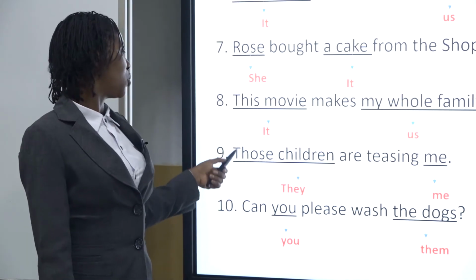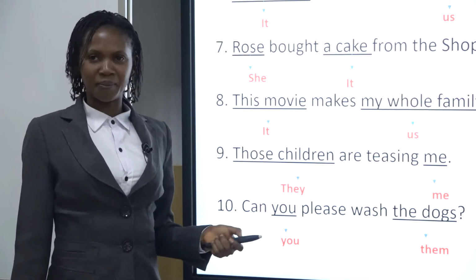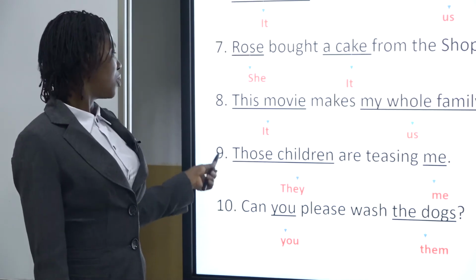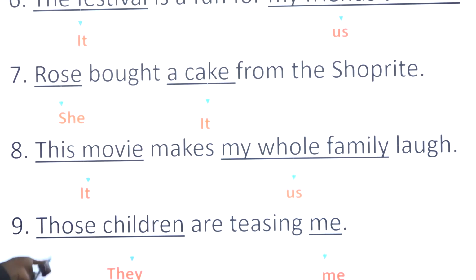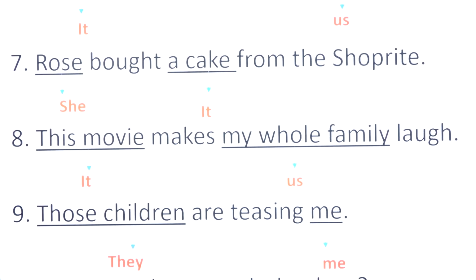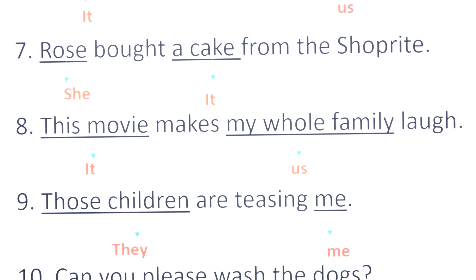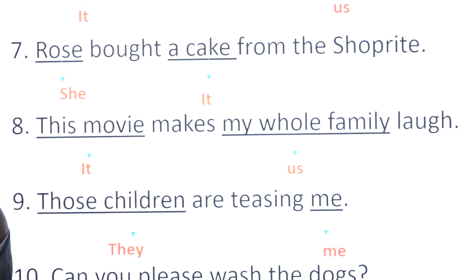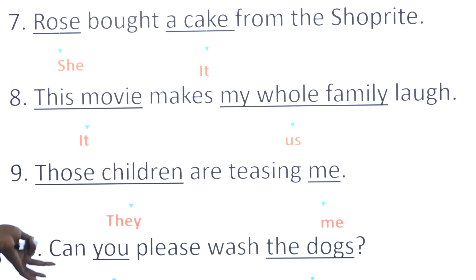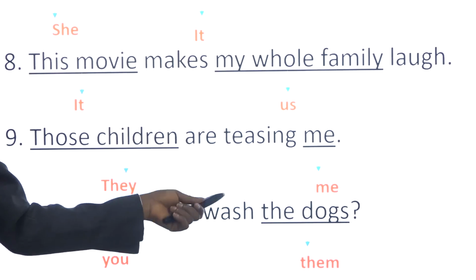The next one, those children are teasing me. Now, we are going to change the sentence to pronouns. Those children, we are going to replace with they. Why does me remain there? Instead of what? They are teasing me.